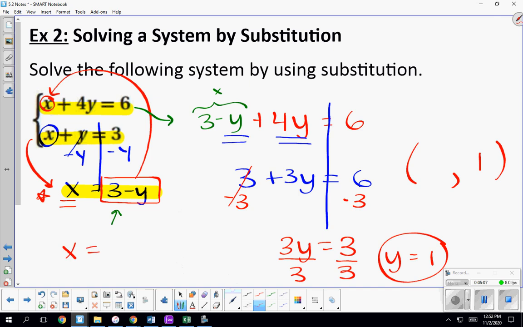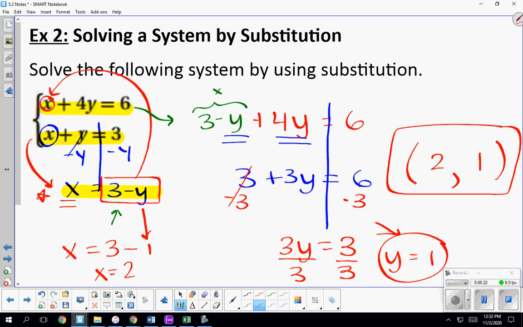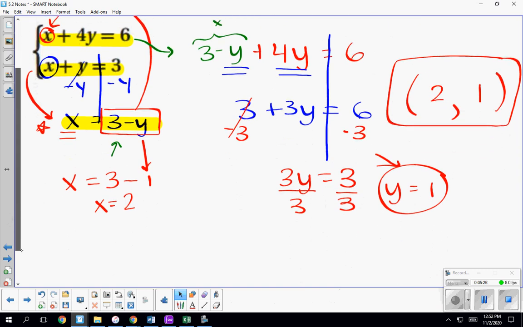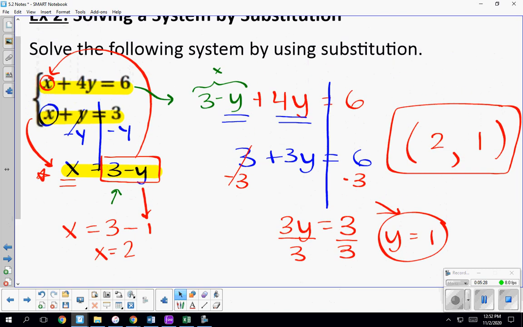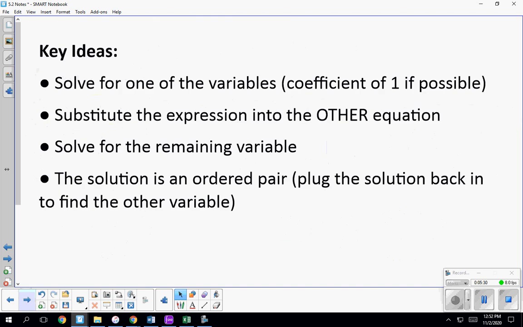So x is equivalent to 3 minus whatever the value of y is. And we know from here that y is equal to 1. So I'm going to plug in a 1 here. And x equals 2. So this is the ordered pair that is a solution. It's going to be where my two lines cross. It's also the only ordered pair that's going to make both of my original equations true.